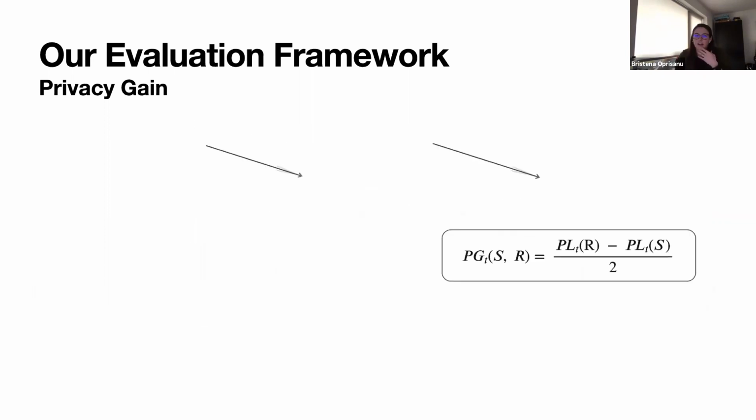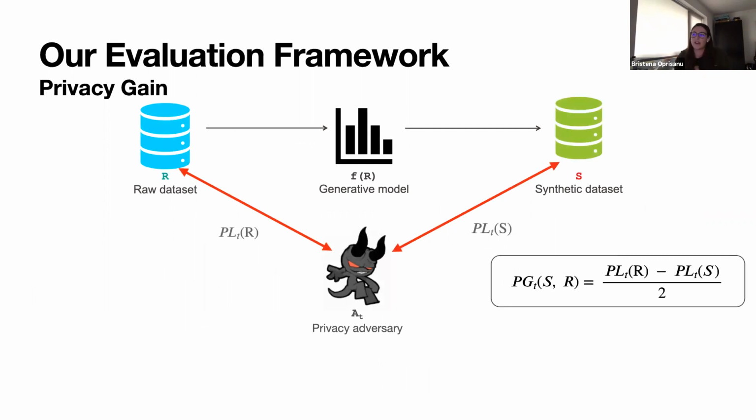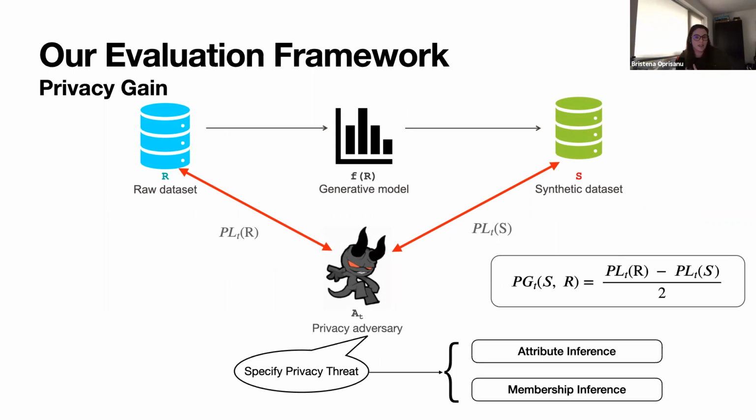So now that we have our metrics, we need to specify the privacy threats. In our work, we implement and instantiate the framework with respect to 2 of the most relevant risks in data publishing, namely the risk of attribute inference and the risk of membership inference.